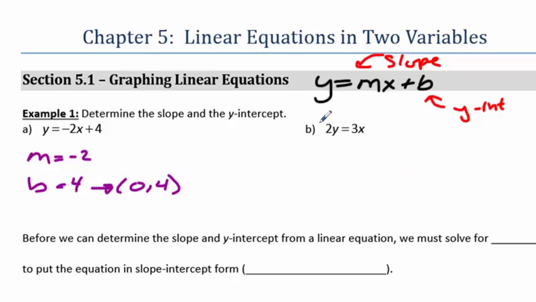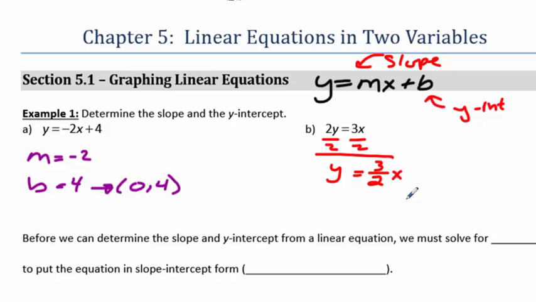In part B, I want to do the same thing. I want to be able to identify the slope and the y-intercept. However, the y has not been solved for in this equation. I cannot find the slope or y-intercept if the equation is not in the correct form, if y has not been solved for. So what we're going to do first is divide both sides by 2 to get y by itself. This equation is now y equals 3 halves x.